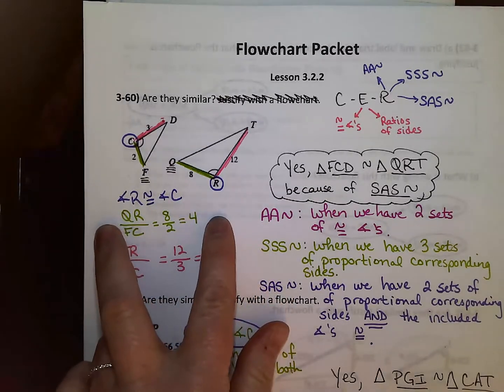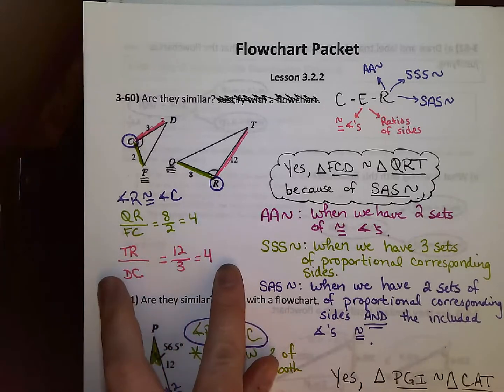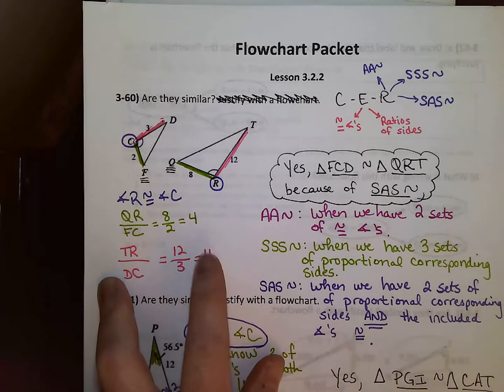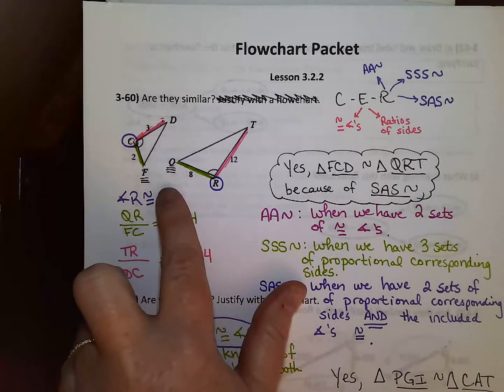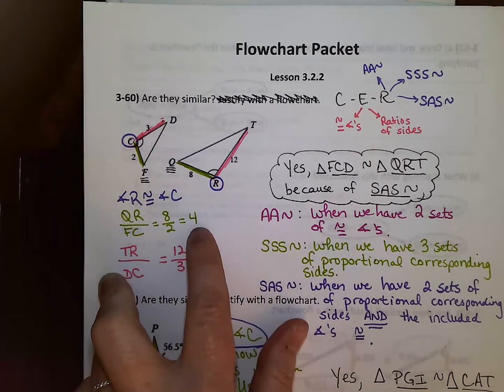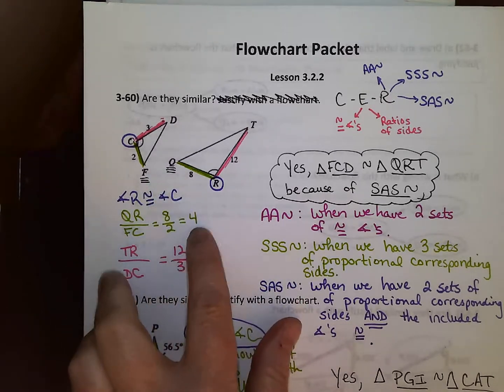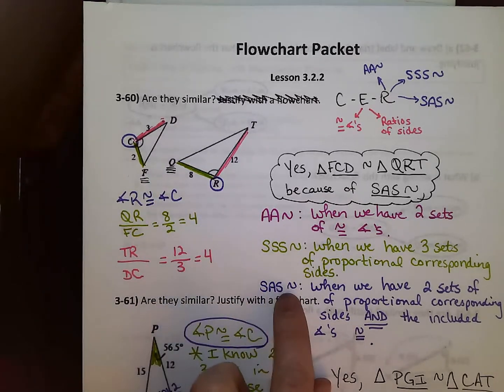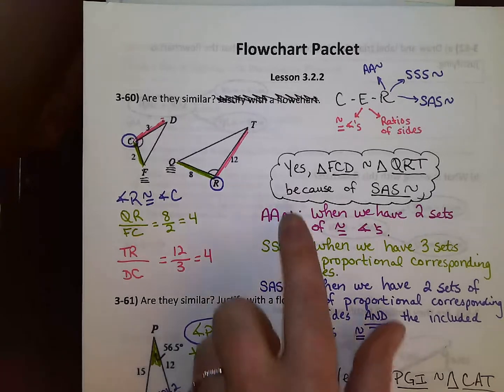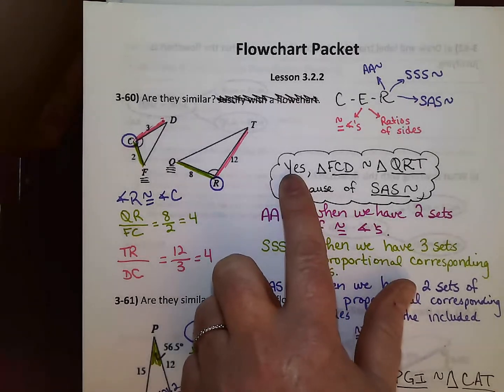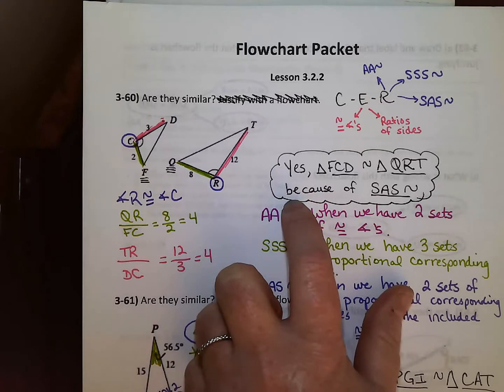So I have one set of congruent angles. Compare 8 to 2, that reduces to 4. Compare 12 to 3, that also reduces to 4. So I have proportional sides, congruent angles, proportional sides. That fits my side angle side similarity. So I can say my triangles are similar because of side angle side similarity.